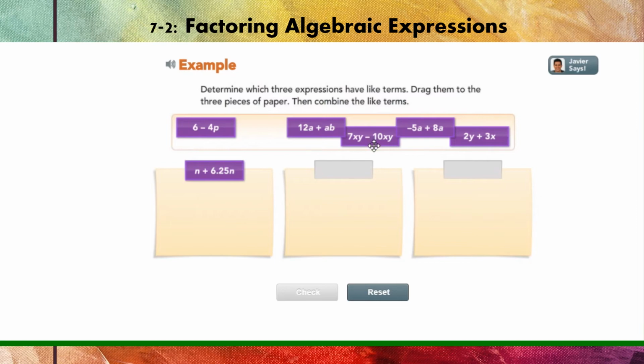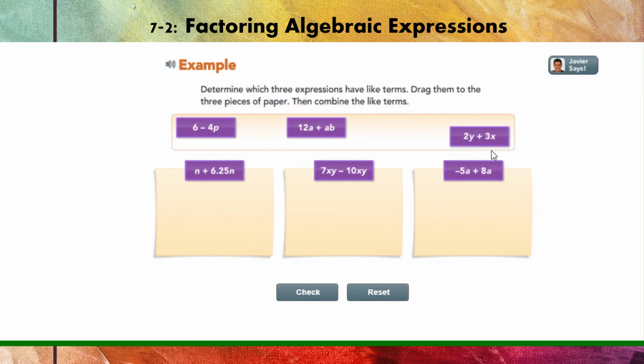Let's look at this fourth one, 7xy minus 10xy. So the variable part for both of them is xy. So we can combine this one. This one we have -5a plus 8a. The variable parts for both is a. So we can combine that. Let's look at this last one, 2y plus 3x. What are the variable parts of each? Well, 2 has the y and 3 has the x. X and y are not the same variable, so we cannot combine those.